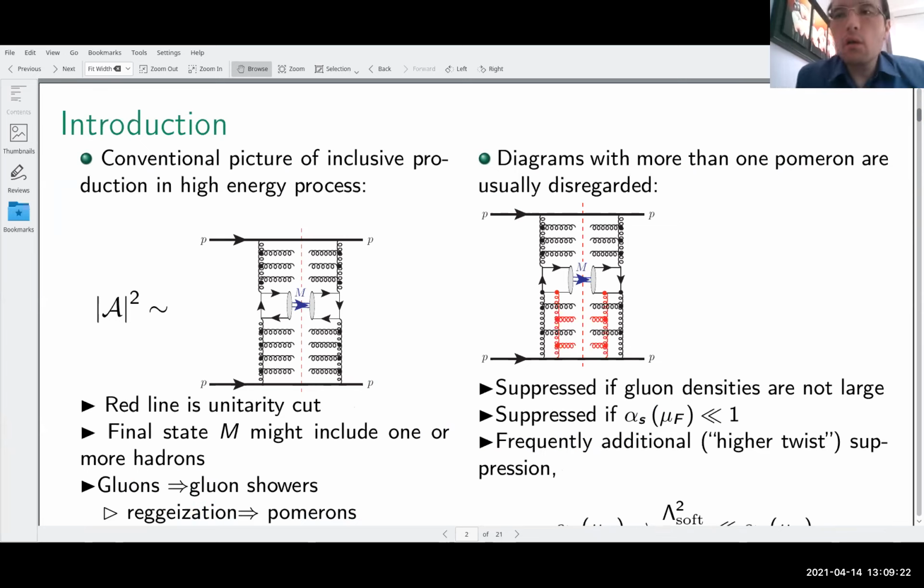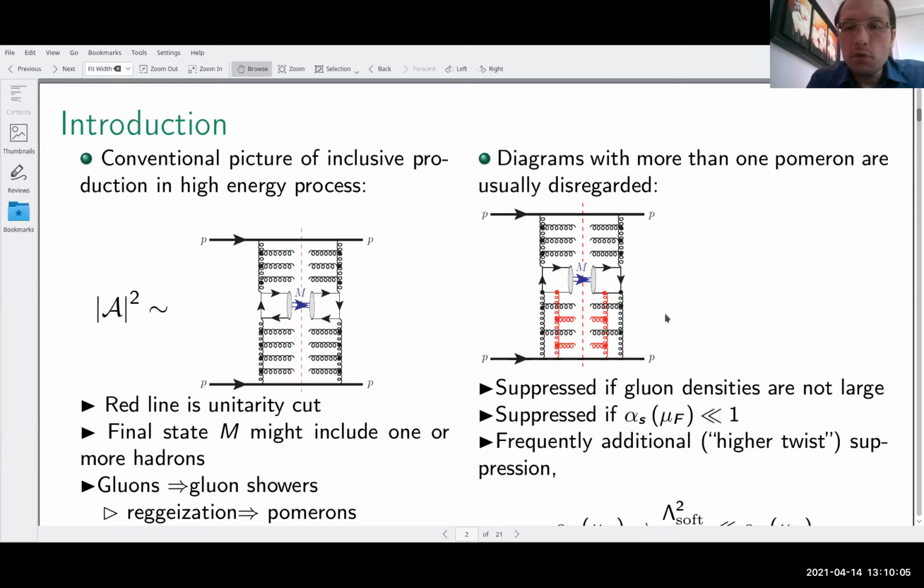According to the modern conventional paradigm, we assume that production of mesons and hadronic states at high energies occurs via gluon-gluon or pomeron-pomeron fusions. We speak about pomeron just to remind that at high energies gluons vigorously meet other gluons and they hadronize, producing hadronic particles. Diagrams which include more than 2 pomerons or more than 2 gluons are usually disregarded because usually they believe that gluon densities are not so large. Besides, in perturbative QCD, such diagrams are usually suppressed by alpha_s, and frequently we also have additional suppression by higher twist.